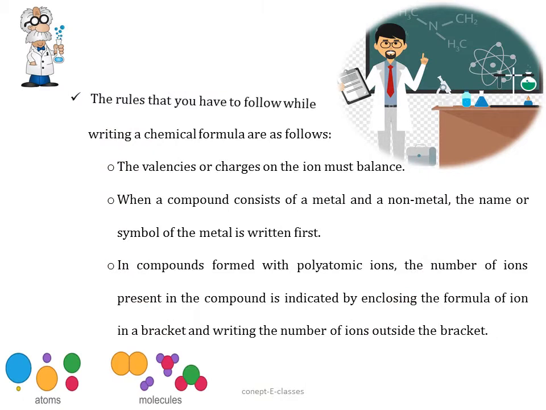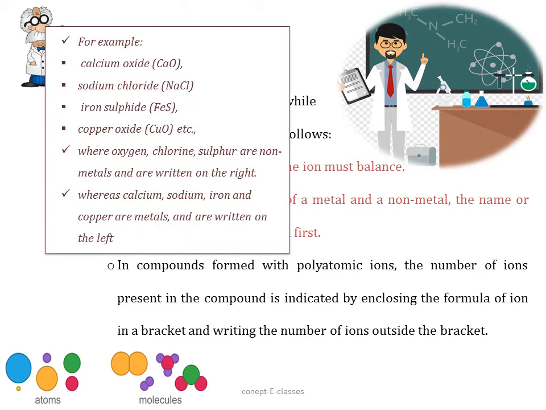The rules that you have to follow while writing a chemical formula are: the valencies or charges on the ions must balance. That is, we have to make both the positive and negative charges the same or equal. When a compound consists of a metal and a non-metal, the name or the symbol of the metal should be written first. For example, calcium oxide, CaO, sodium chloride, NaCl, iron sulfide, FeS, copper oxide, CuO. So here oxygen, chlorine and sulfur are all non-metals and they are written on the right, whereas calcium, sodium, iron and copper are all written on the left.